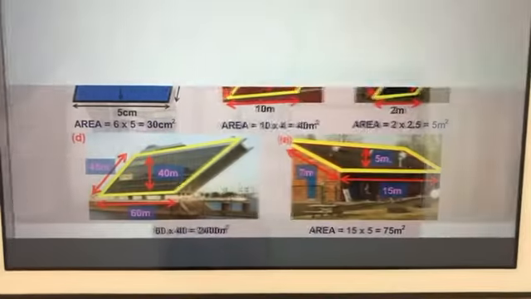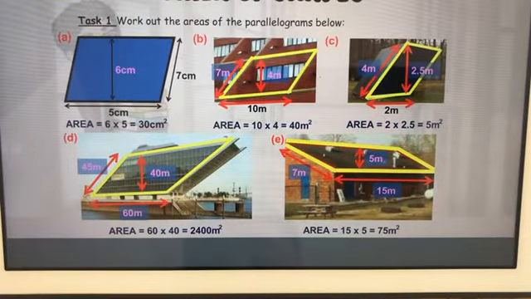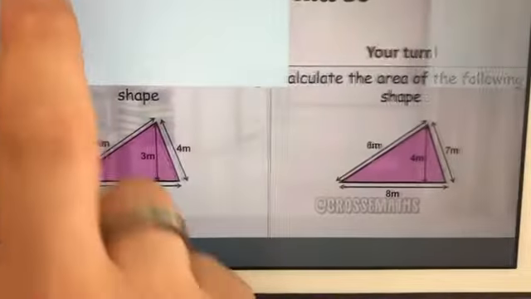Right then guys, so mark whatever you've done please. Answers are in black. First one you should have got 30, second one 40, third one 5. Part D you should have got 2,400, and then on the last one you should have got 75 meters squared. Right then, so moving on, okay?